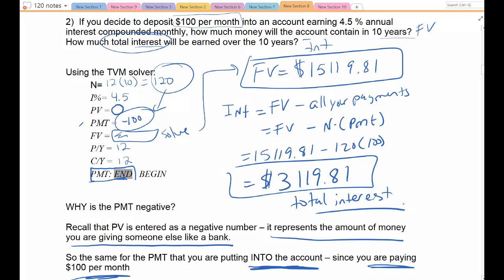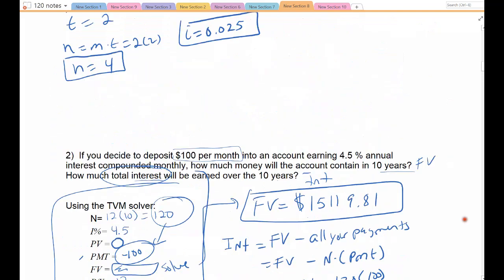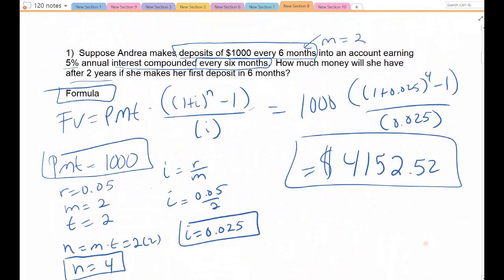So we'll stop there. We'll continue on with practicing these cases in the next video, and I will be using the TVM solver to set it up. So I'll be using this, but if you're a formula person, you can also use the formula. The biggest thing with the formula is just make sure you're careful. Always rule of thumb is have those extra set of parentheses in there. All right, we will stop there.